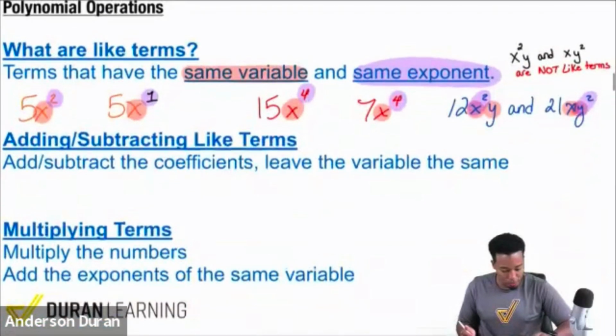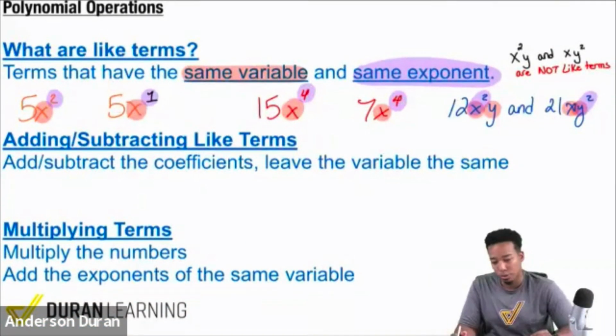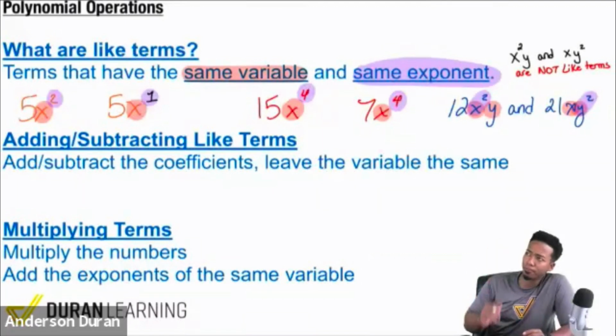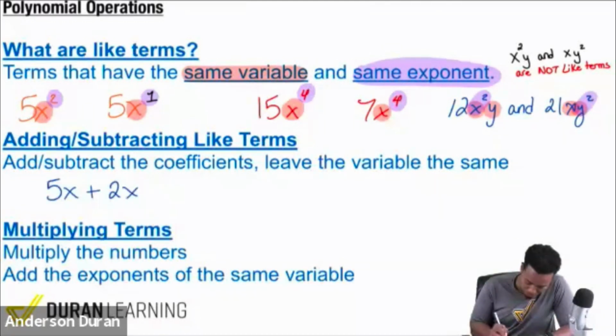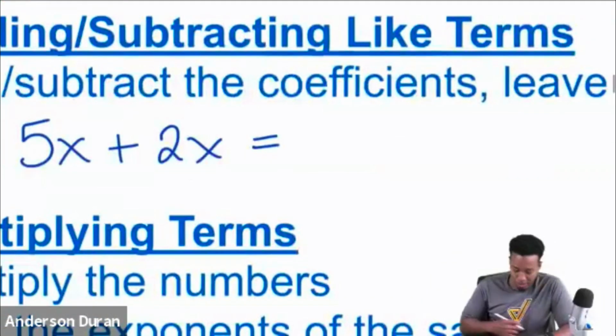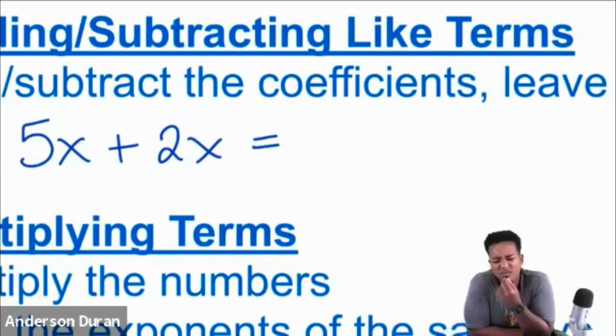So now let's talk about adding and subtracting like terms. Briefly, let's put some like terms in front of us. Let's say we've got 5x plus 2x. Everybody, what does that become? 5x plus 2x is what? I see some differing answers in the beginning. I see some people saying 7x, and some people saying 7x squared.